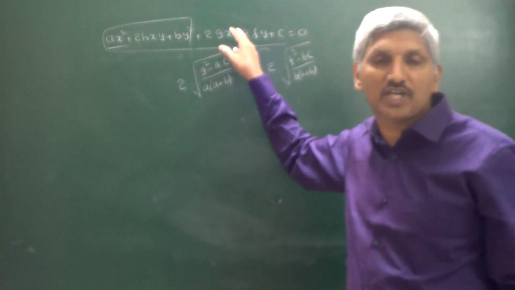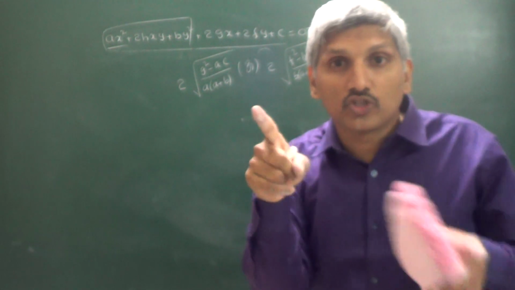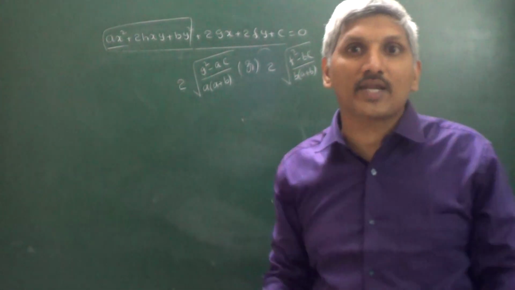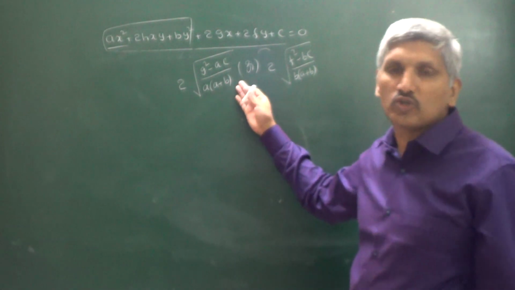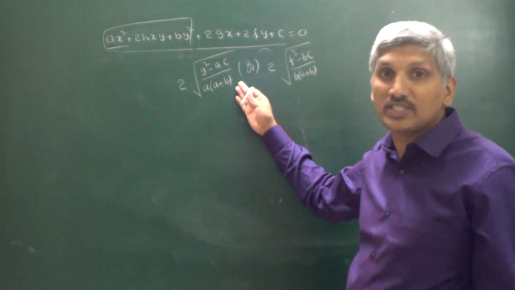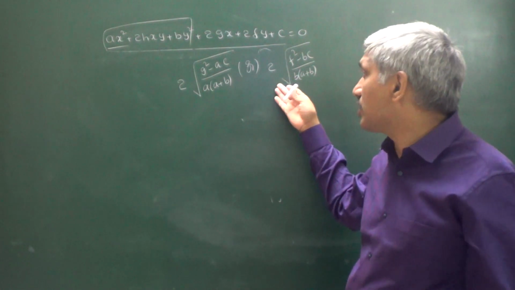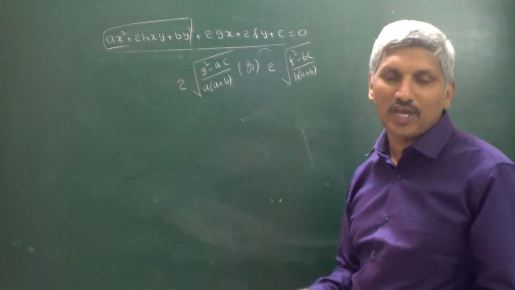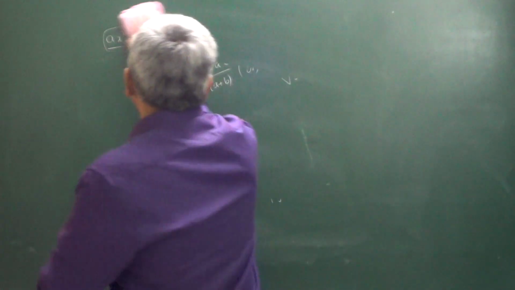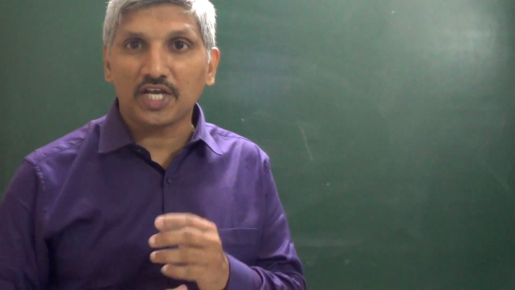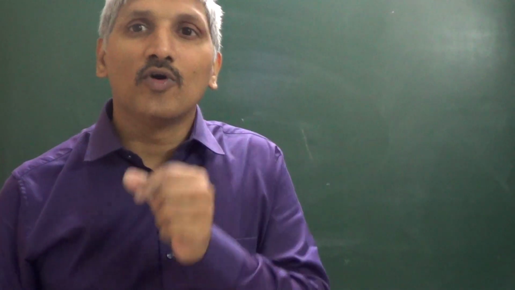Whenever this equation represents two straight lines, those two straight lines are parallel lines. The distance between these two parallel lines is given by 2 times the square root of (g square minus ac) divided by a into (a plus b), or 2 times the square root of (f square minus bc) by b into (a plus b). Now the discussion is confined to a very important idea, that is the process of homogenization.